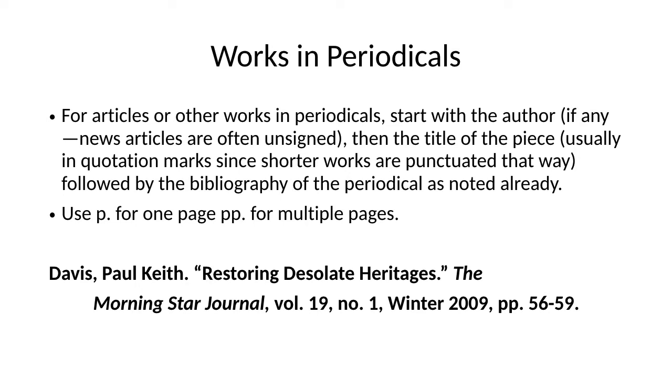Here's another example. In this case, this is more than one page, but you can see the author, the title of the article, Restoring Desolate Heritages, the title of the periodical, the volume and number. In this case, it's a quarterly, so it's winter 2009, and then the page numbers. And even if they're just 2 pages, MLA always has a hyphen between multiple pages, so 56 through 59.